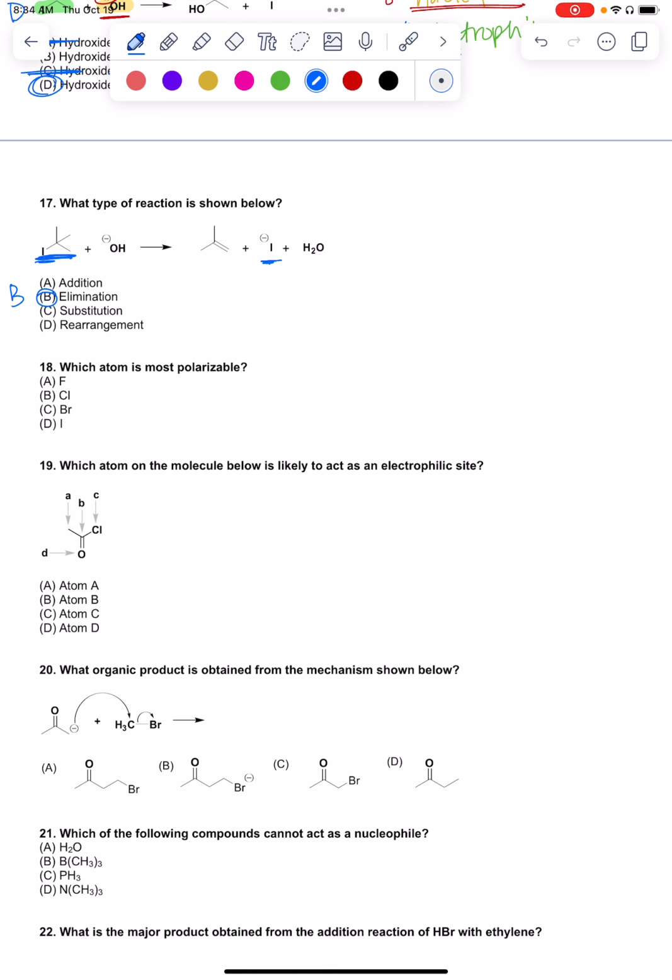Which atom is most polarizable? For this one, you have to remember that the further down the elements you go, the more polarizable they become. So this is just literally looking at the periodic table and saying which one is lowest in the halogen group. It's iodine.